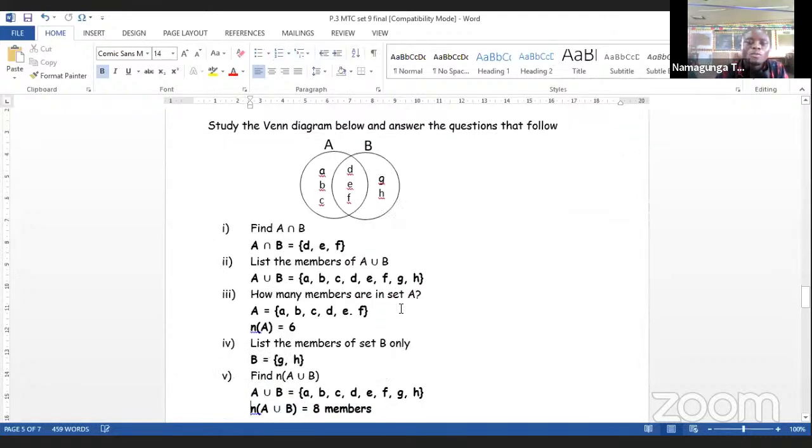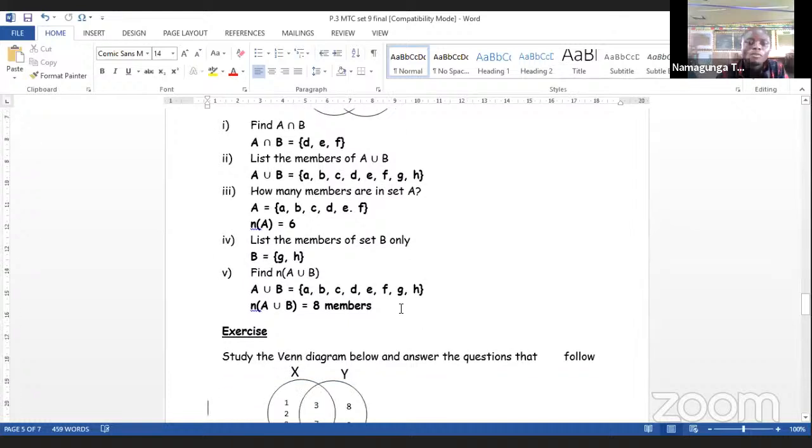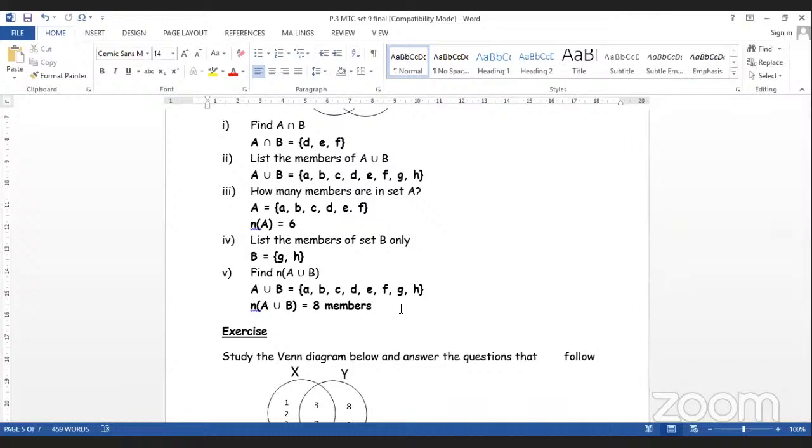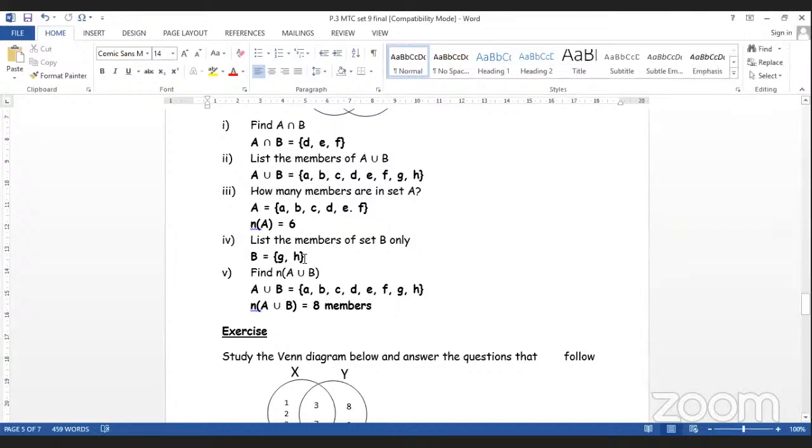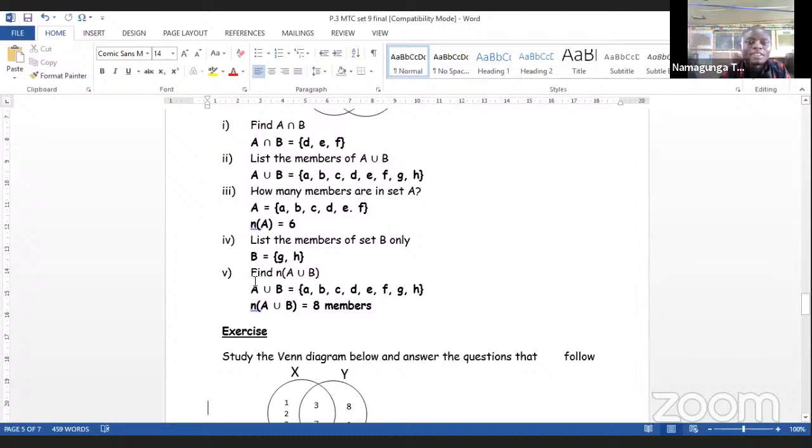Gabriel Oonyi, can you list for me the members of set B only? Yes, set B only, not set B, but set B only. G and H. Very good, girl.